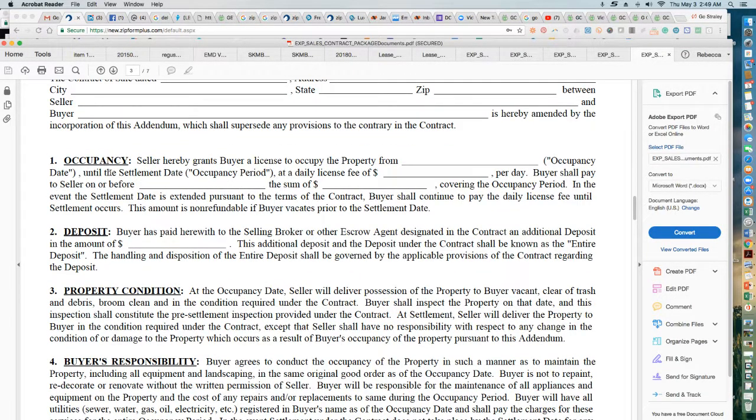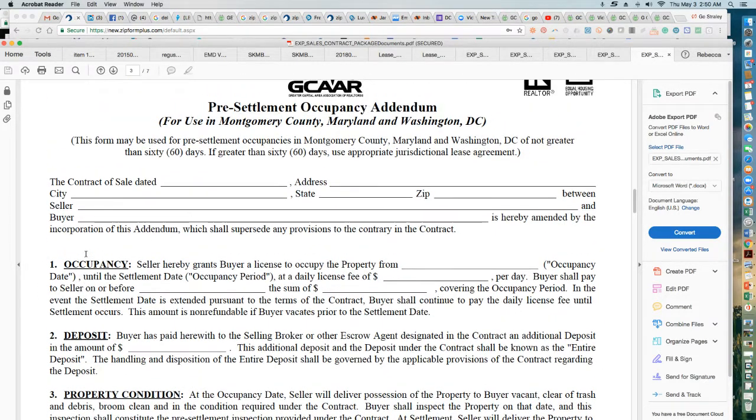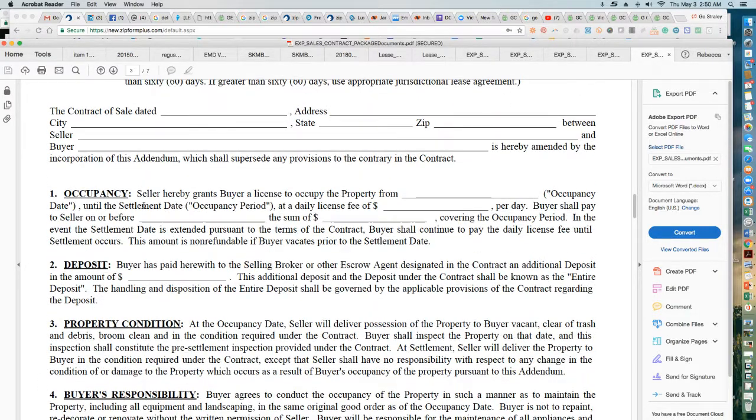And we're going to talk about the occupancy and deposit. So the time and the money is what's most important on a pre-settlement occupancy agreement. So sellers grant buyers the license to occupy the property from such and such a date, and here it's till settlement because it's before we've gone to settlement. So on settlement date, they'll own it. And how much are they going to pay per day? And when are they going to pay it? So put the date in here that they promised to pay the seller on or before a particular date. So this would be like a month, day, and year. And then the sum, which covers the whole occupancy period.